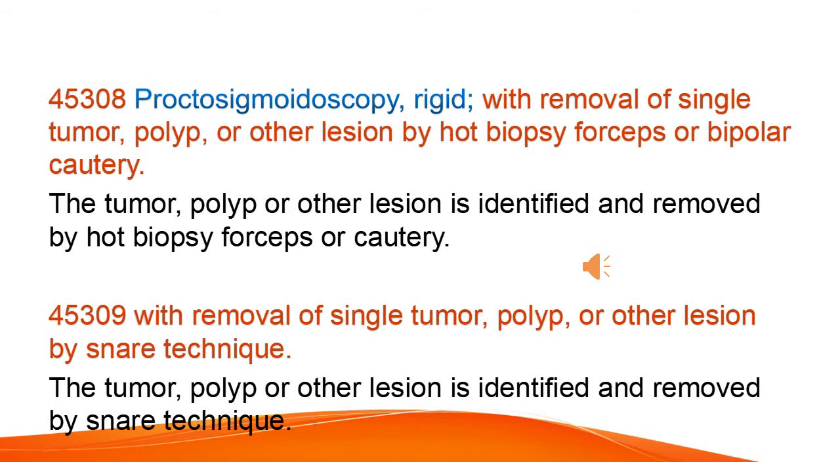Proctosigmoidoscopy, rigid, with removal of single tumor, polyp, or other lesion by hot biopsy forceps or bipolar cautery. The tumor, polyp, or other lesion is identified and removed by hot biopsy forceps or cautery. With removal of single tumor, polyp, or other lesion by snare technique. The tumor, polyp, or other lesion is identified and removed by snare technique.